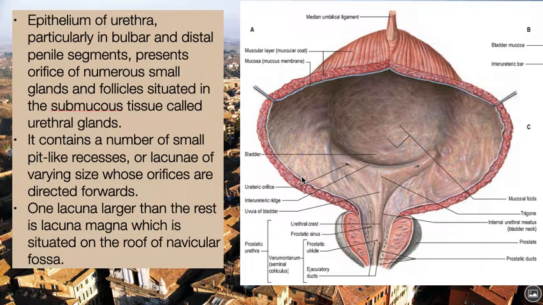Important is the epithelium of the urethra, particularly the bulbar and the distal penile segments, which presents with orifices of numerous glands and follicles situated in the submucous tissue called the urethral glands, and contains a number of small pit-like recesses or lacunae of varying sizes. One lacuna is larger than the rest, called the lacuna magna, which is situated on the floor of the navicular fossa.